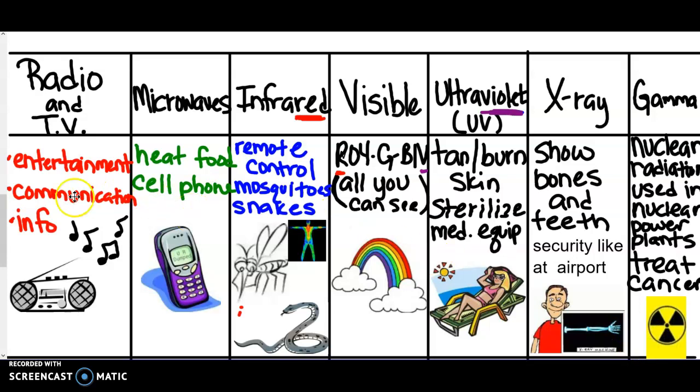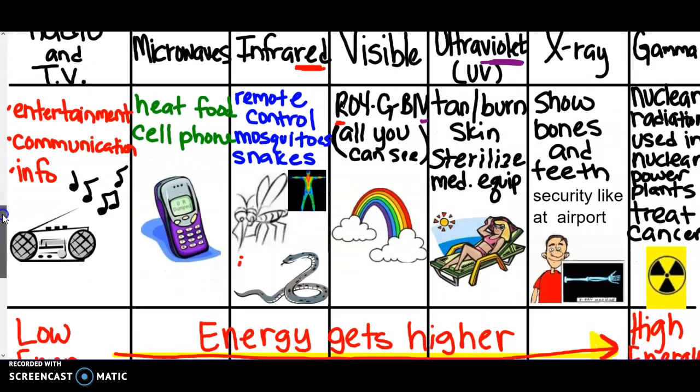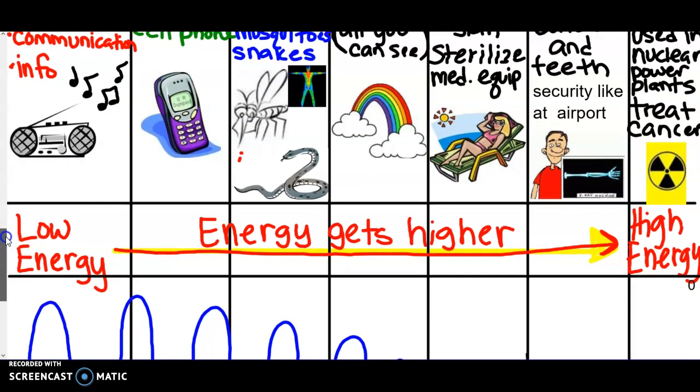Then right below this, at the very bottom of your chart, we're going to show their energy. Radio waves have the lowest energy, and as we move across the spectrum in this direction, the energy gets higher all the way to gamma, having the highest energy. So who would have the next to highest energy? That would be X-ray. Then after that would be ultraviolet, and so on.